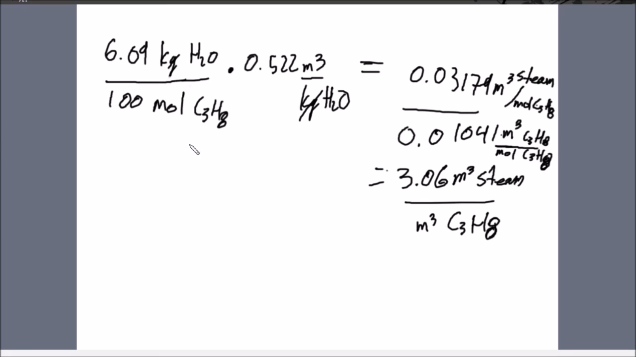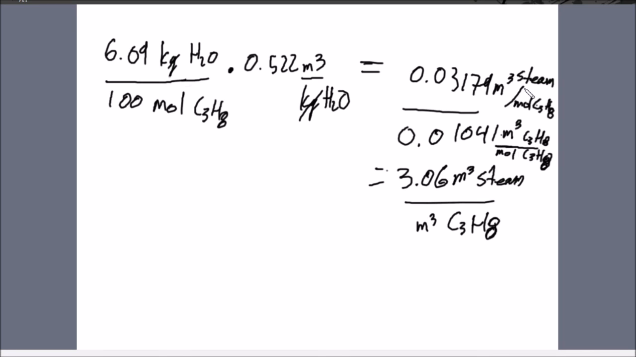So we know that 1 kilogram of H2O is 0.522 meters cubed. So you simply do the multiplication, and you'll get that for 1 mole, 0.03179 meters cubed of steam is required per mole of C3H8.